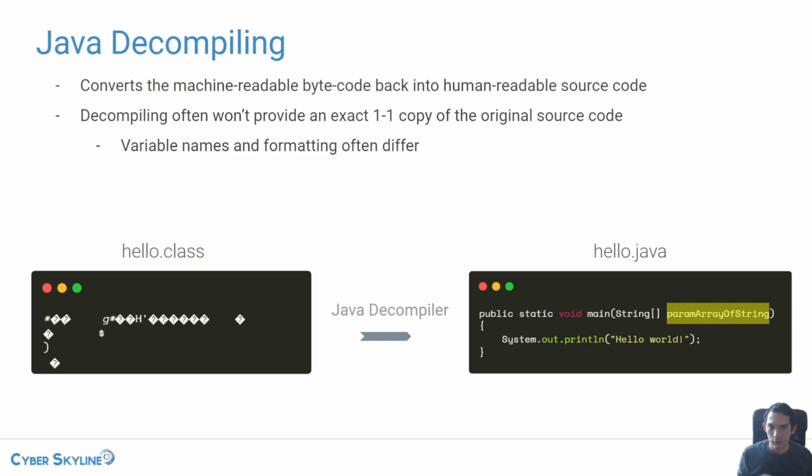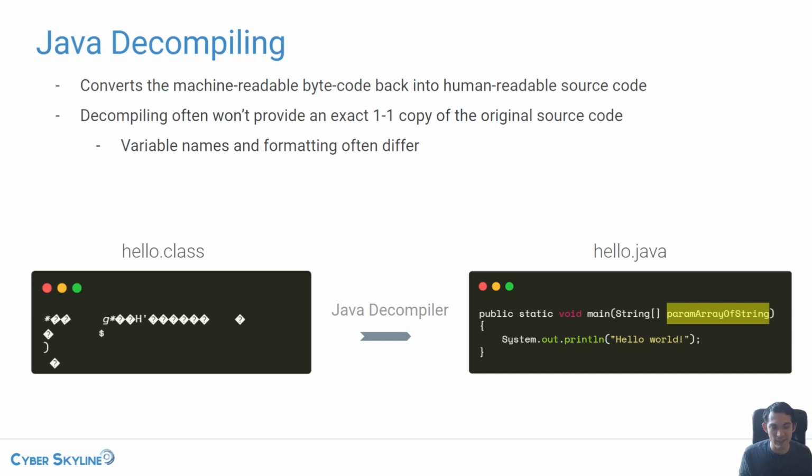So in particular, I already called out the variable names as something that's super common that is lost. And you can actually see here, I have highlighted it right above me in the decompiled version, this param array of string. That was not the original variable name. This is the decompiler creating a placeholder because it doesn't know the variable name, and so it's calling it param array of string so that you at least know that this is an array of strings. That's not the actual variable name. So that's something to keep in mind.